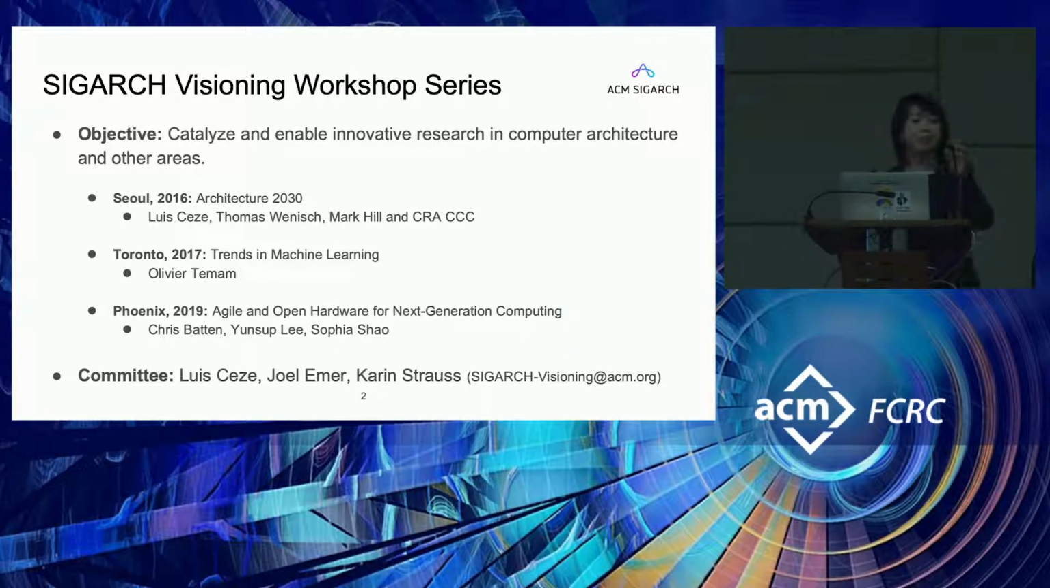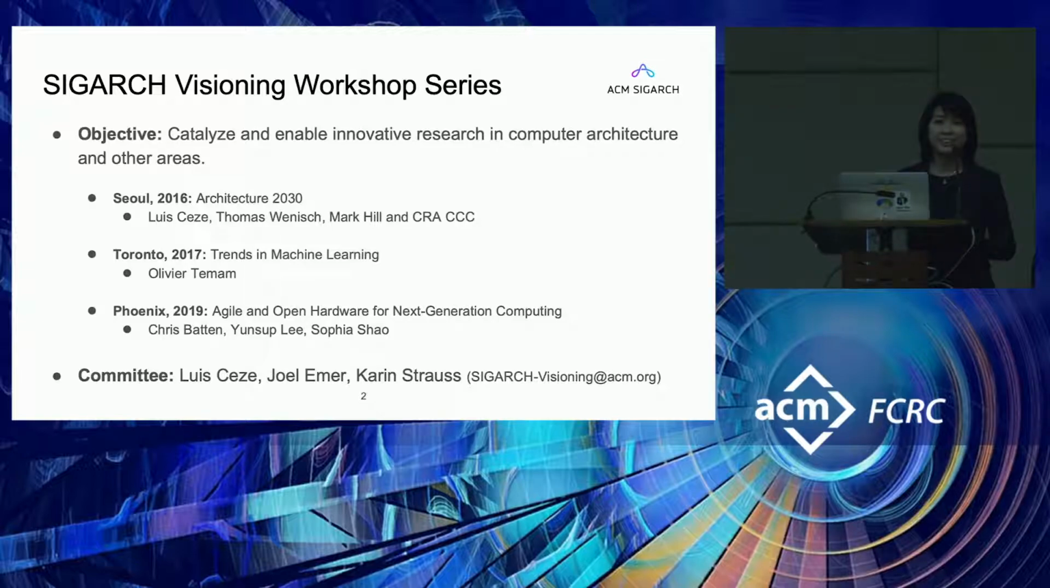A brief overview of the SIGARCH Visioning Workshop. This started in 2016. This is the third iteration of the SIGARCH Visioning Workshop. The goal of the workshop is to enable innovative research, not only in computer architecture, but across different areas. The first workshop happened in Korea, co-located with ISCA 2016. It was organized by Luis Ceze, Thomas Wenisch, Mark Hill, and CRA CCC.